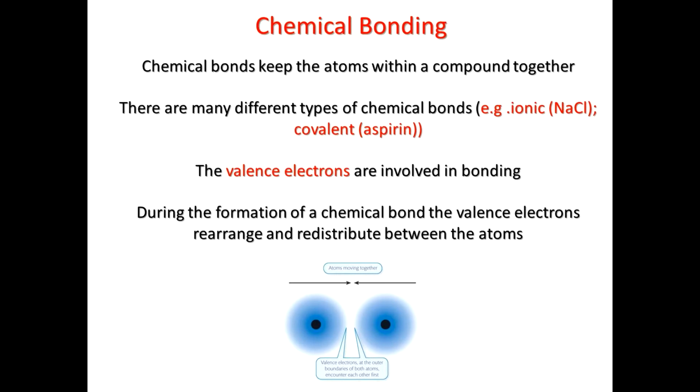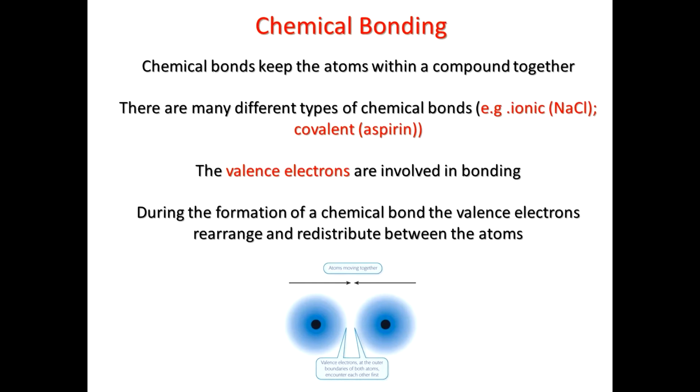And in real life, you don't get just one or the other. Bonding could be somewhere in between ionic and covalent. It really does depend on the atoms that are being joined together. Essentially, bonding is the interaction of what we call the valence electrons. Don't be worried about these words.